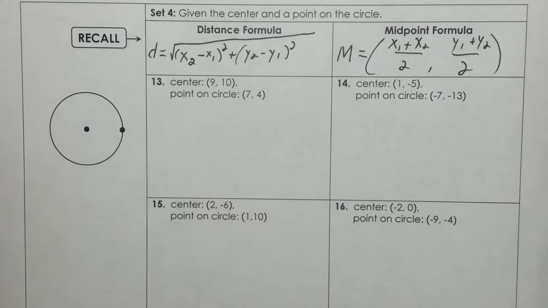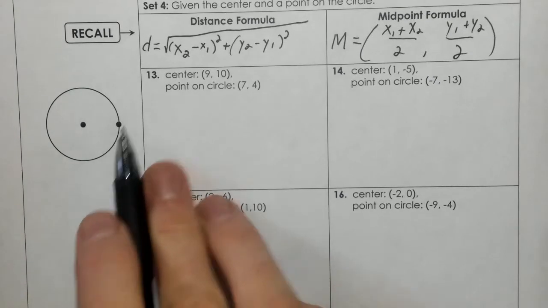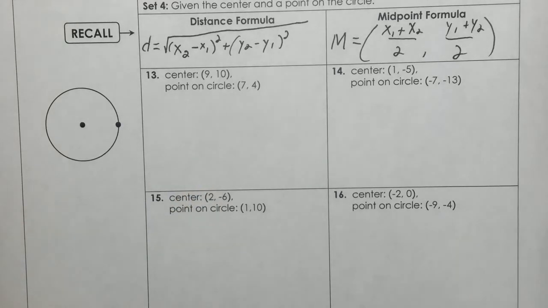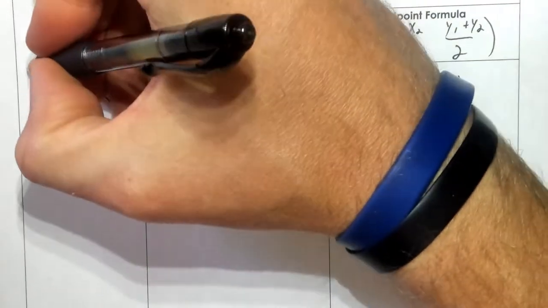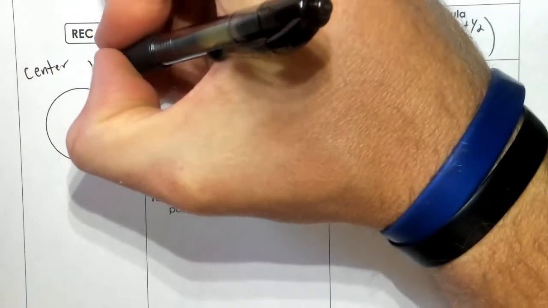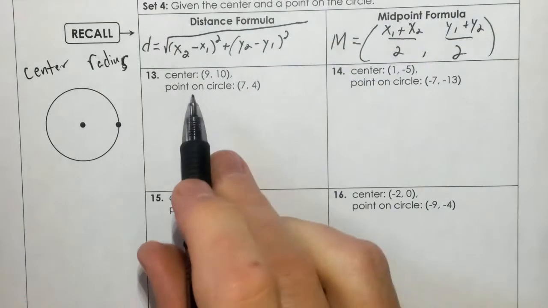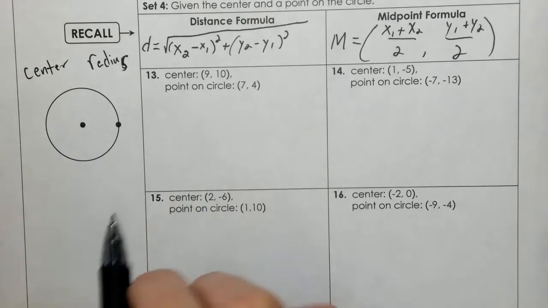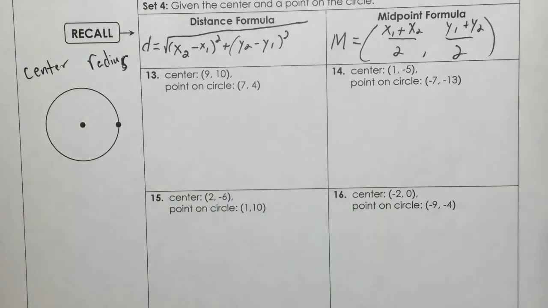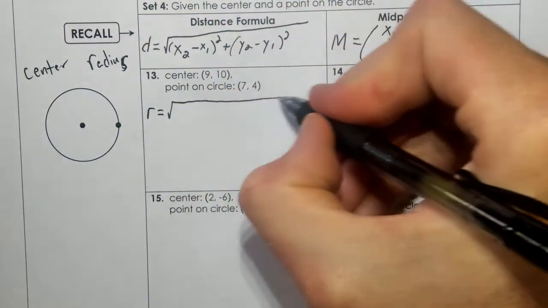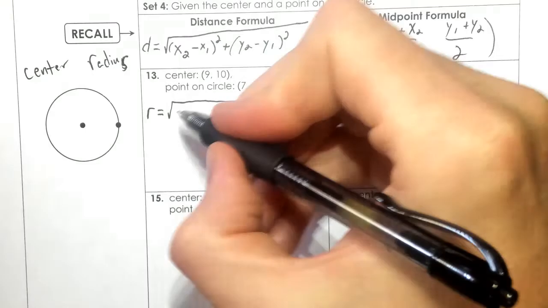So for number 13, we're looking at the center and a point on the circle. Well, if we think about what we need to write this equation, we need the center and we need the radius if we're going to write the equation of a circle. So here we're given the center, 9, 10, and we are given a point on the circle. Well, the radius is just the distance between the center and the point on the circle. So to find r, in this case, I'm going to use the distance formula.